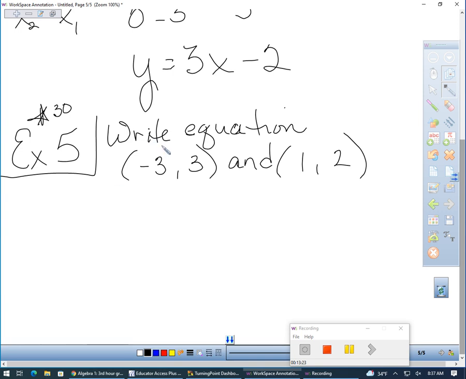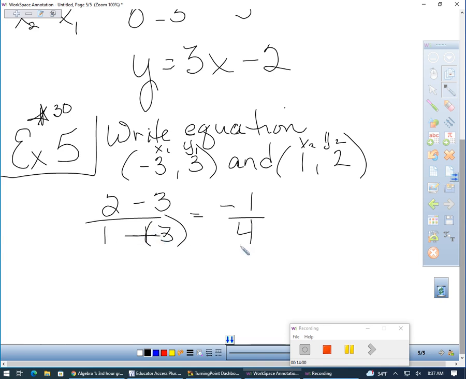Okay? So this is my x1, y1. This is my x2, y2. So y2 minus y1 over x2 minus x1. 2 minus 3, -1, over the sandwiches. You're right. So we have 1 plus 3 or 4. So our slope is -1/4. Does everybody agree there? Everybody say yes. Yes. Good deal.